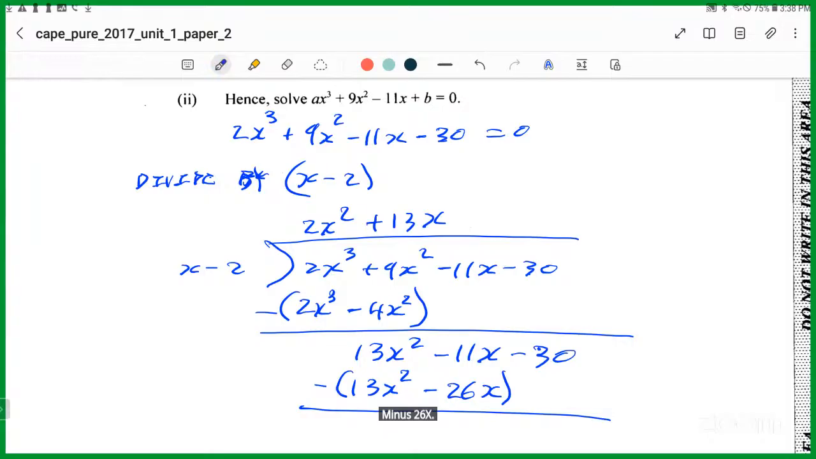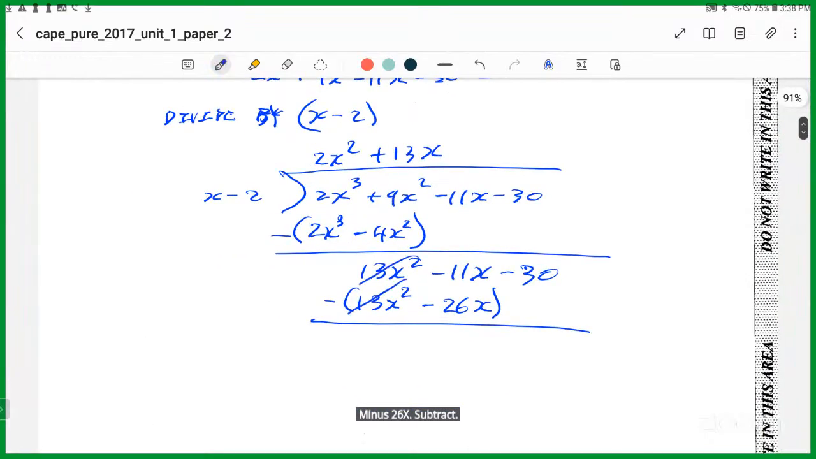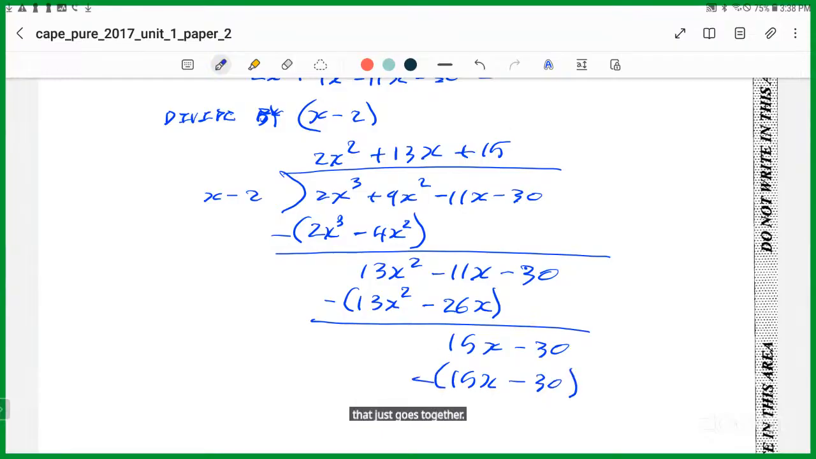Subtract, and these are eliminated. This minus makes a plus, so it's like 26 minus 11, that's 15. Alright, so I have 15x right here, minus 30, good. And this divided by this is now 15, and 15 times these gives you the 15x minus the 30 that you're supposed to get, 0.